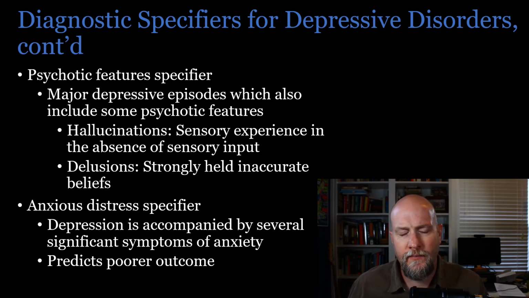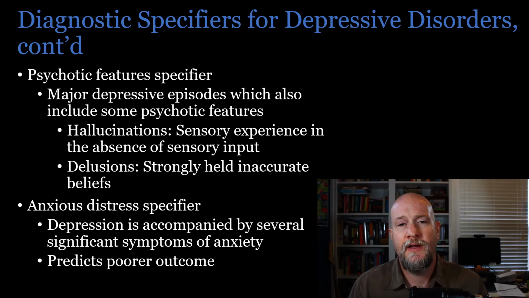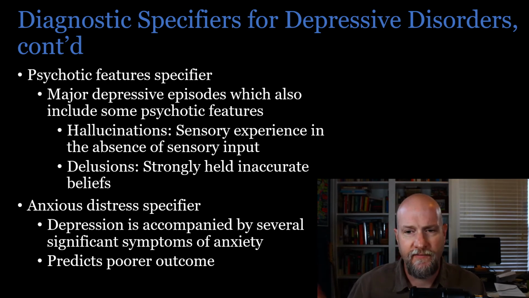There are a few that are a little confusing, and I went over these quickly when I was describing the DSM-5 criteria, so I'm going to hit each of these in a little bit of detail. There's the psychotic feature specifier. So some major depressive episodes also include some psychotic features, and you wanted to specify either hallucinations or delusions, and I've defined those already. The anxious distress specifier, which is where you have depression accompanied by several significant symptoms of anxiety.